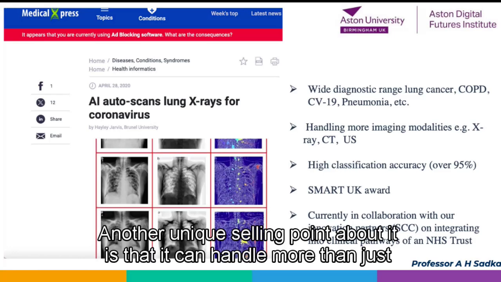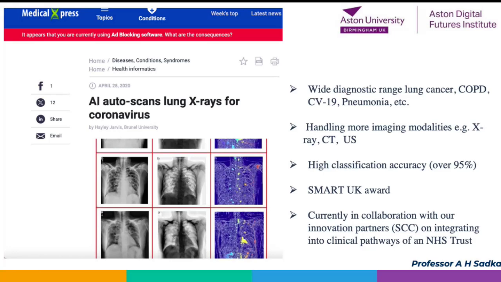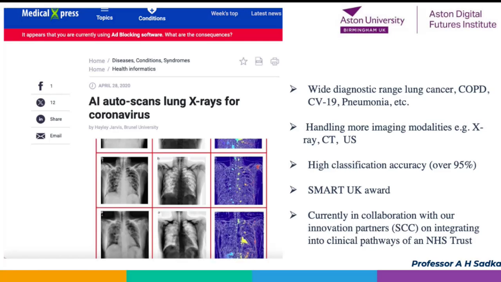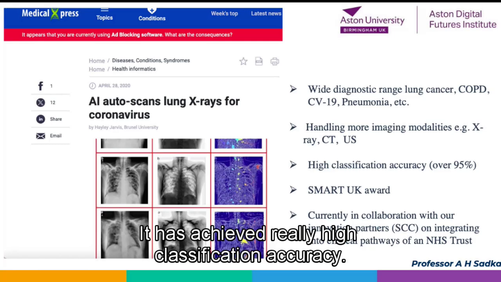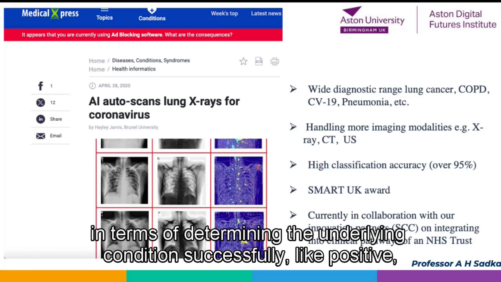Another unique selling point about it is that it can handle more than just one imaging modality, unlike existing solutions, which normally focus on one, X-ray or CT or maybe MRI. Our innovation can handle a range of imaging modalities regardless. It has achieved really high classification accuracy. We've achieved over 95% accuracy in terms of determining the underlying condition successfully.